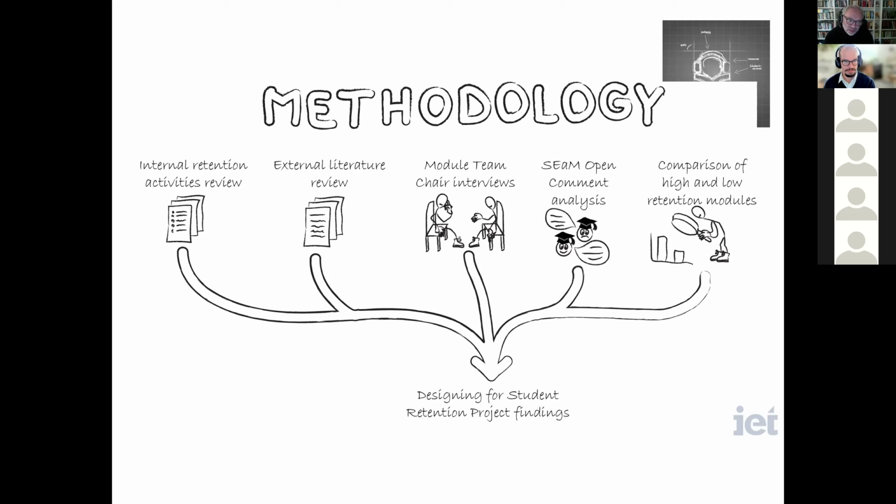We looked at what was going on internally. Lots of people were doing research on retention for individual modules, but not across the piece. We looked at external literature about what was useful for student retention. We interviewed a number of course teams and said to them, what are your experiences of student retention, how have you designed for it? SEAM is our student survey, so we looked at some of the comments that students had made there, particularly from students who had dropped out and not completed, and what their reason for withdrawing from a course was. And we compared the data relating to high and low retention modules. So we tried to cover all our bases about why students drop out, particularly with our study.